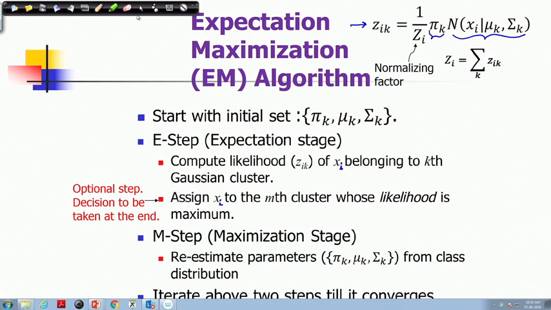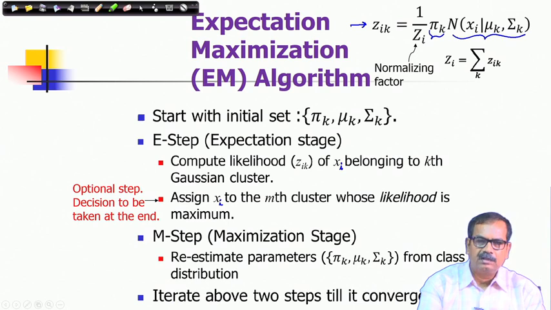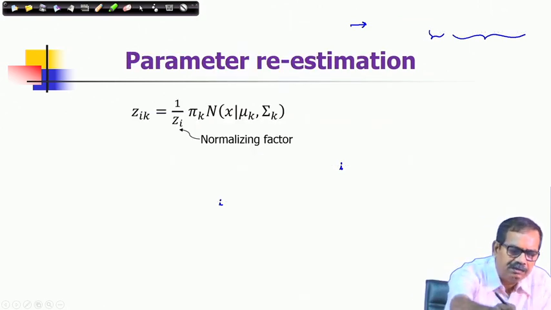And the maximization, so this is the expectation stage. You are computing the likelihoods, and from there you get a redistribution of data. In the maximization stage, once again with this likelihood of data, you re-estimate the parameters of the Gaussian distribution. So, you continue this process. Let me explain this re-estimation process in a more elaborate way.